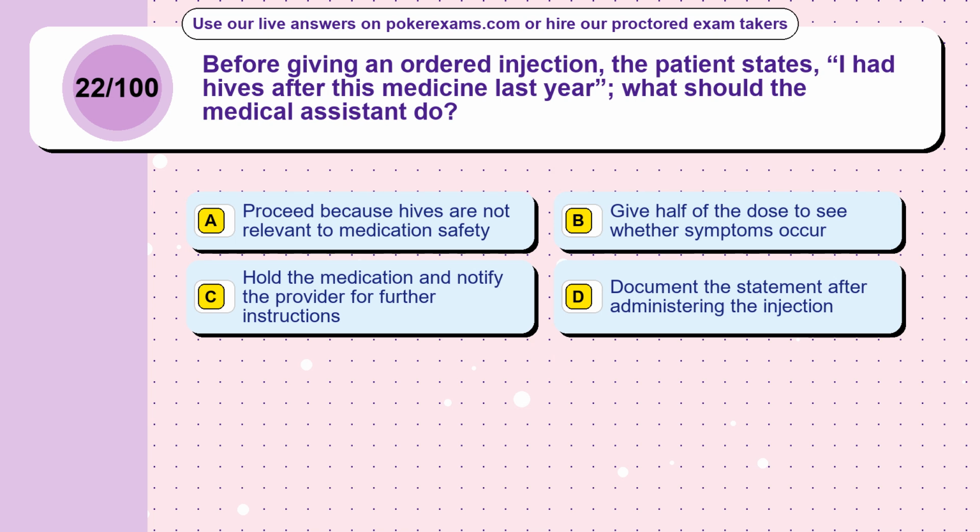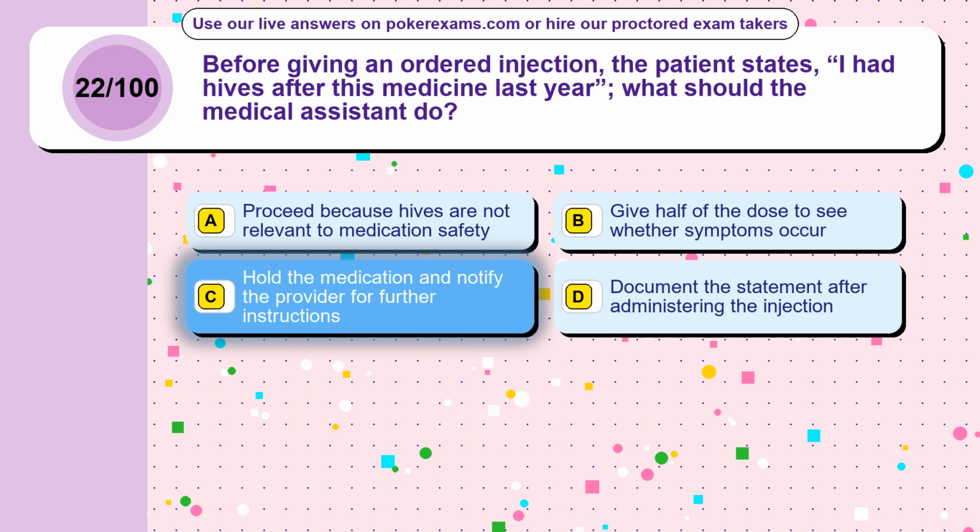Question 22. Before giving an ordered injection, the patient states, "I had hives after this medicine last year." What should the medical assistant do? Option A. Proceed because hives are not relevant to medication safety. Option B. Give half of the dose to see whether symptoms occur. Option C. Hold the medication and notify the provider for further instructions. Option D. Document the statement after administering the injection.